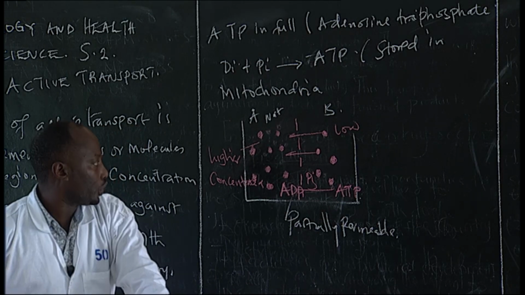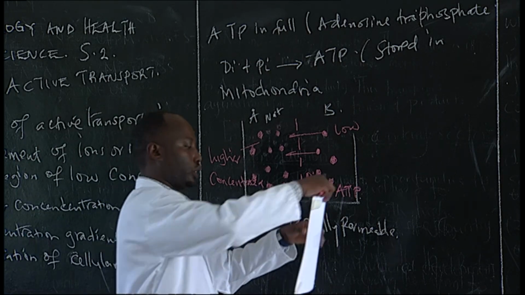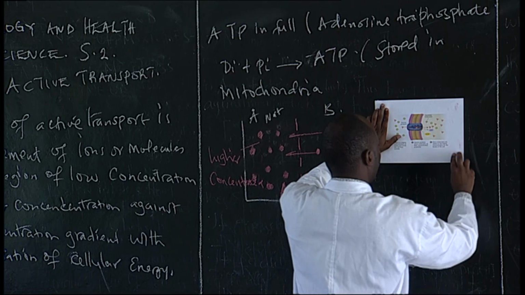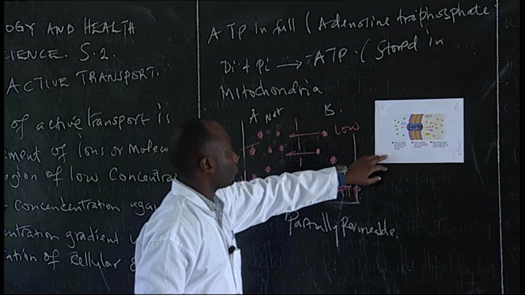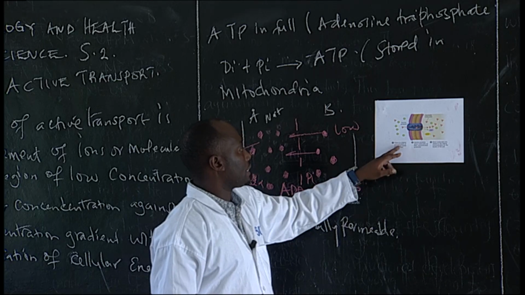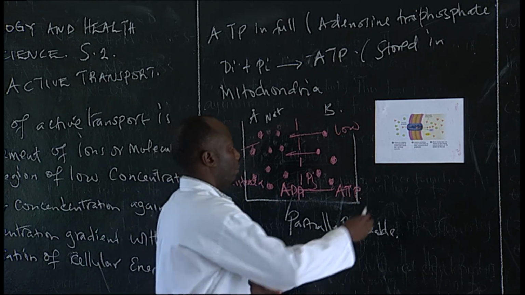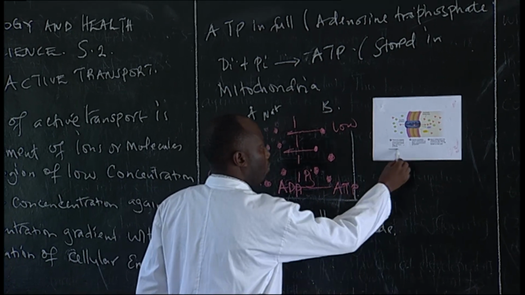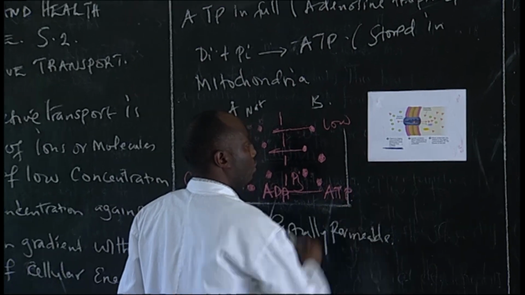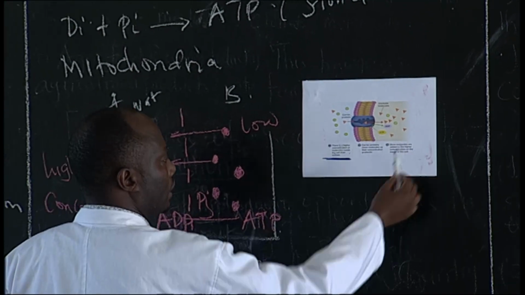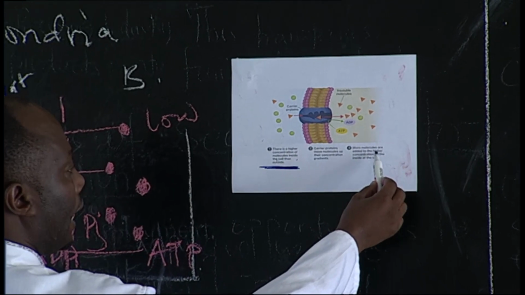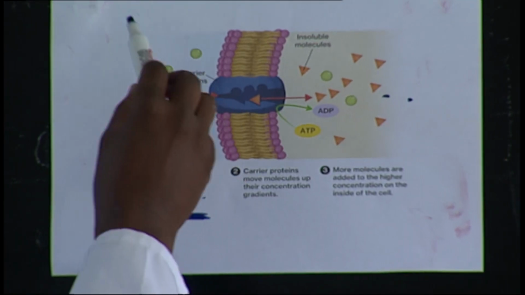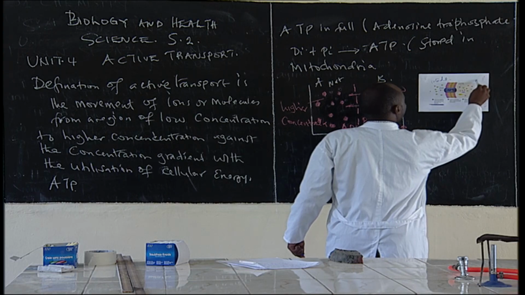Let's show you another diagram that shows active transport. On that diagram, there is a higher concentration of molecules inside the cell compared to the outside of the cell. Here, more molecules are added to the higher concentration. They move from outside to inside.